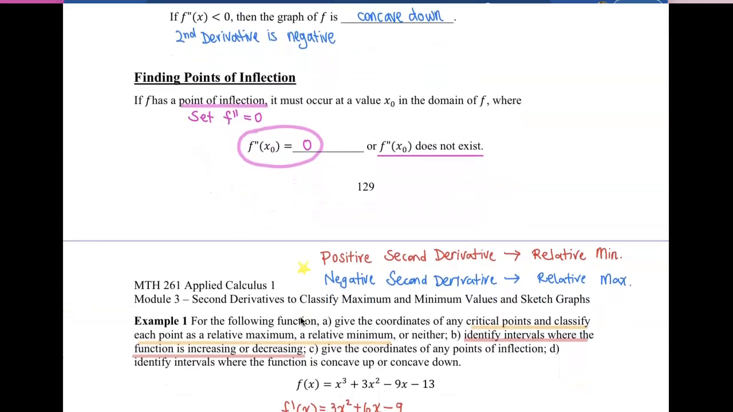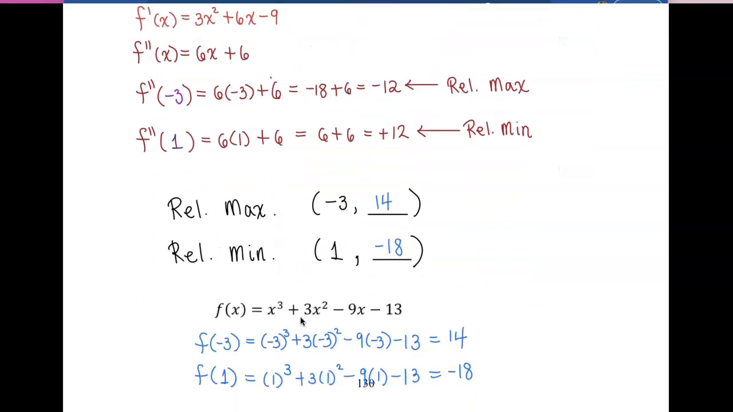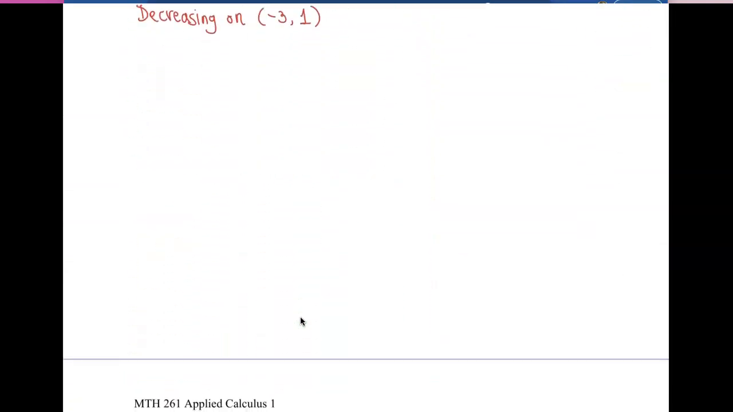So the same example that we've been working on, but part 3 is asking us to give the coordinates of any point of inflection, and identify the interval where the function is concave up or down. So I'm going to group these two parts together in this video. Let me copy this function because we did a lot of work, like all that relative minimum, maximum work. But maybe down here, I will do the concavity work, okay?